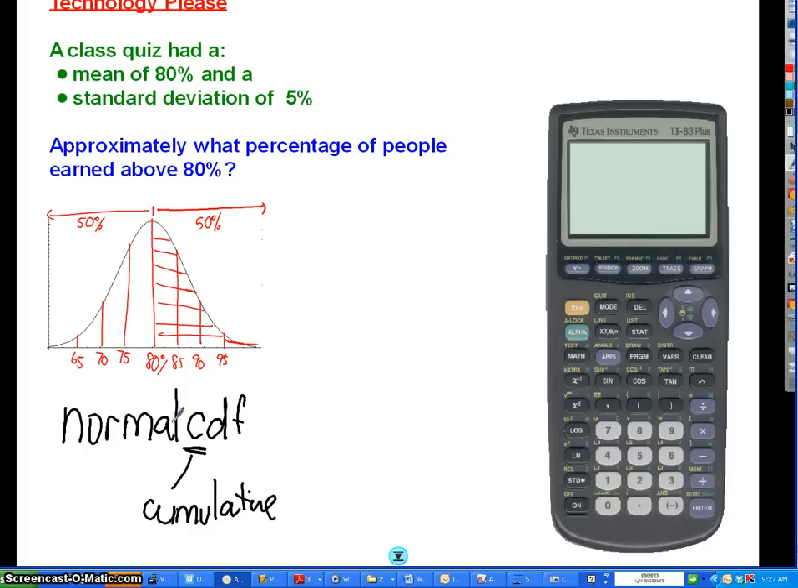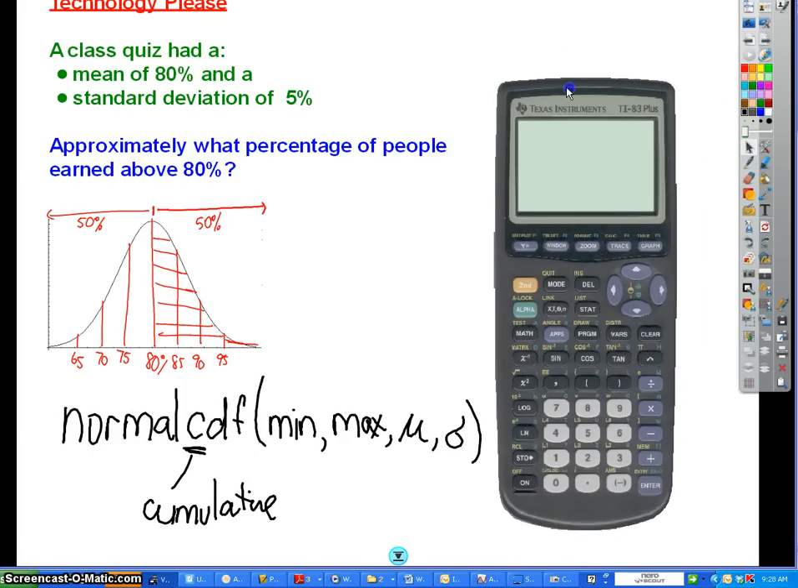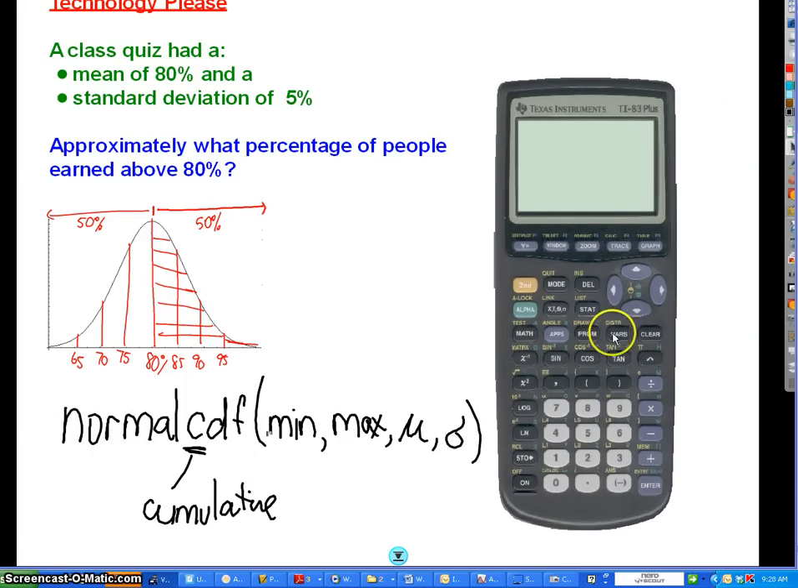Now when we use technology to enter that, we enter the minimum value. So in this case, the minimum value of our probability range is 80. We enter our maximum, and of course we have to tell the calculator our mean and standard deviation. It's got to know that. So then I put in my mean and my standard deviation. Okay, so for this one, let's have a look at this one here. Let me turn this on. We go to distribution, so second variables, normal CDF right up the top there, so let's open that.